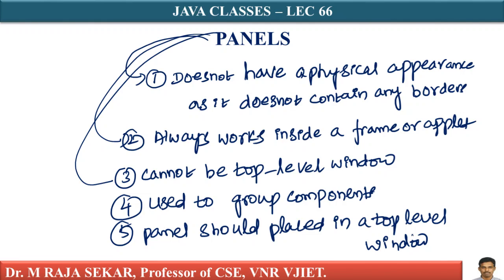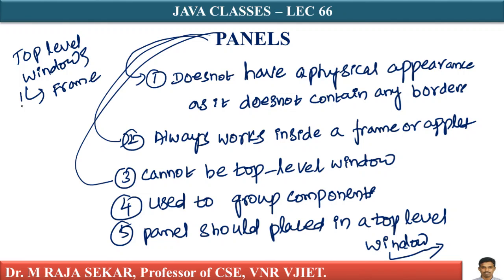We will try to understand examples of a top level window. What is a top level window? A frame is an example of a top level window. Another example is an applet; an applet is also a top level window. Dialog is another one, which I will discuss in future classes. For the time being, just understand that all these are examples of top level windows.